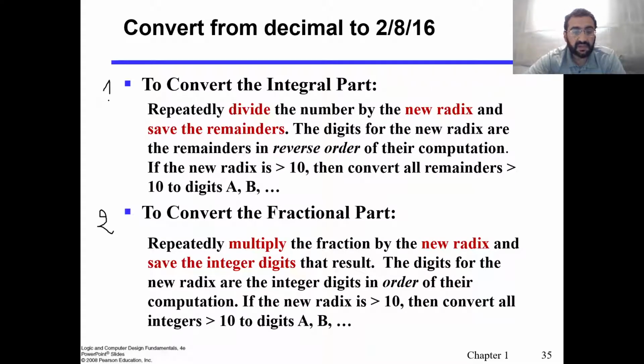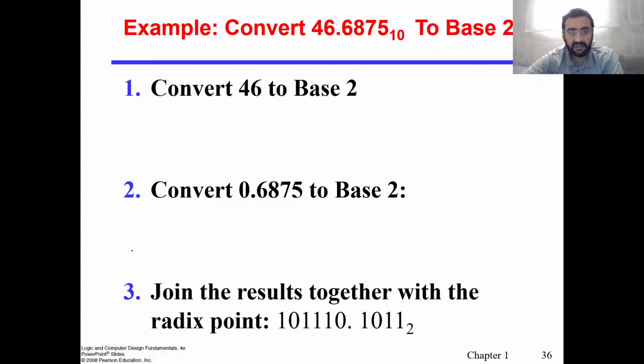So the method has two steps. The first one is to convert the integral part by repeatedly dividing the number by the new radix and saving the remainders. Then we will read the remainders in reverse order. In the second step, we will convert the fractional part by repeatedly multiplying the fraction by the new radix and saving the integer digits that result in the multiplication. Okay, so we will take these examples here.